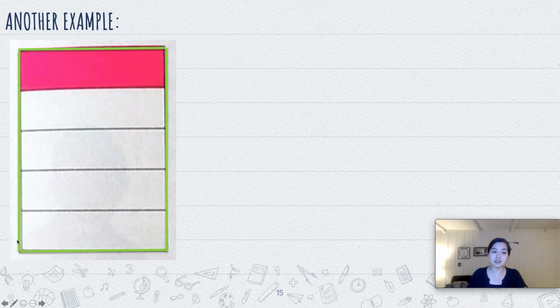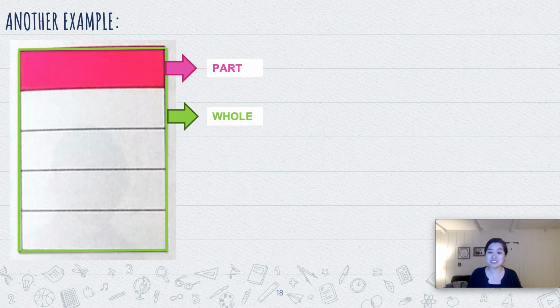This green outline represents the what? The whole or the part? The whole. What about this shaded pink piece here? What does that represent? The whole or the part? Well, that represents the part.